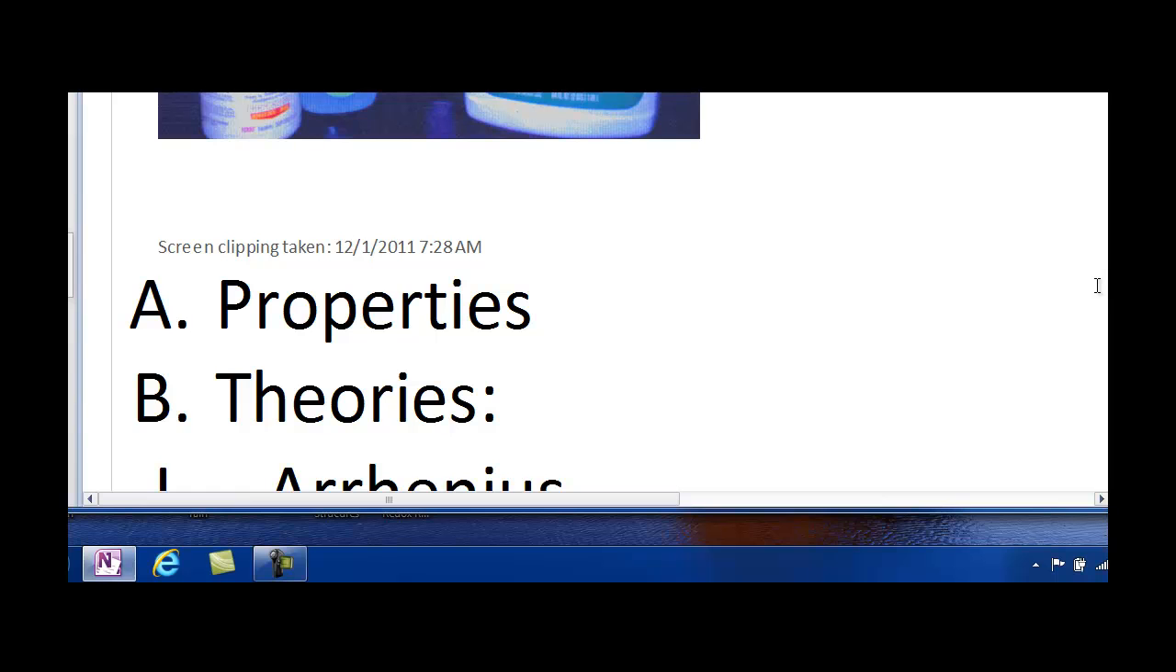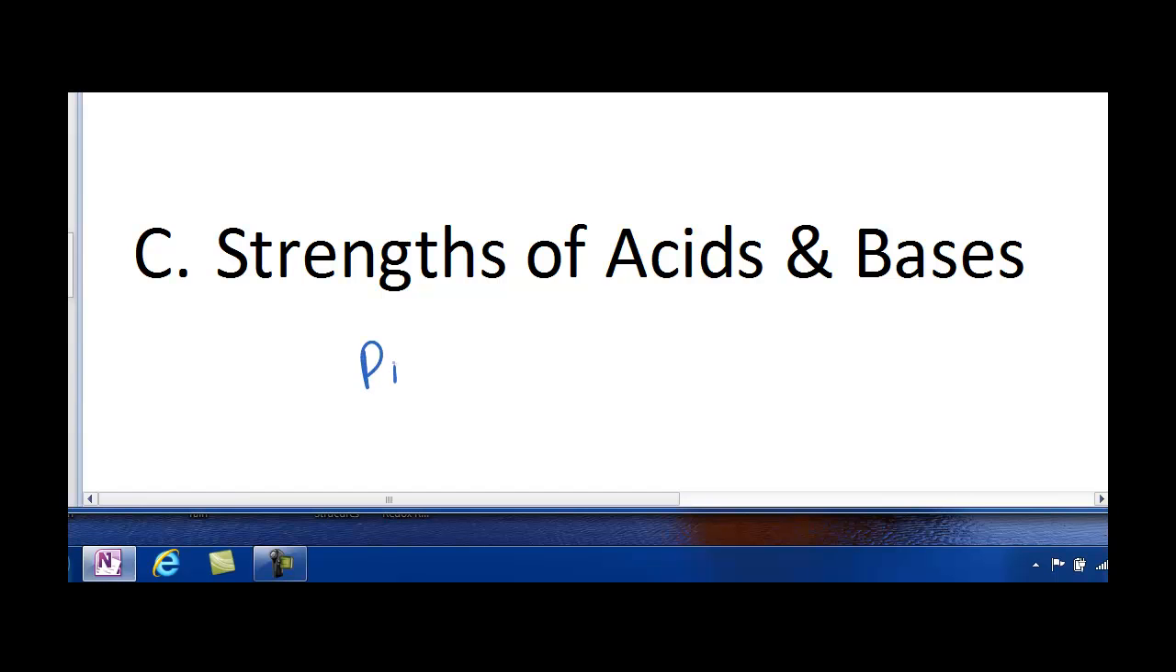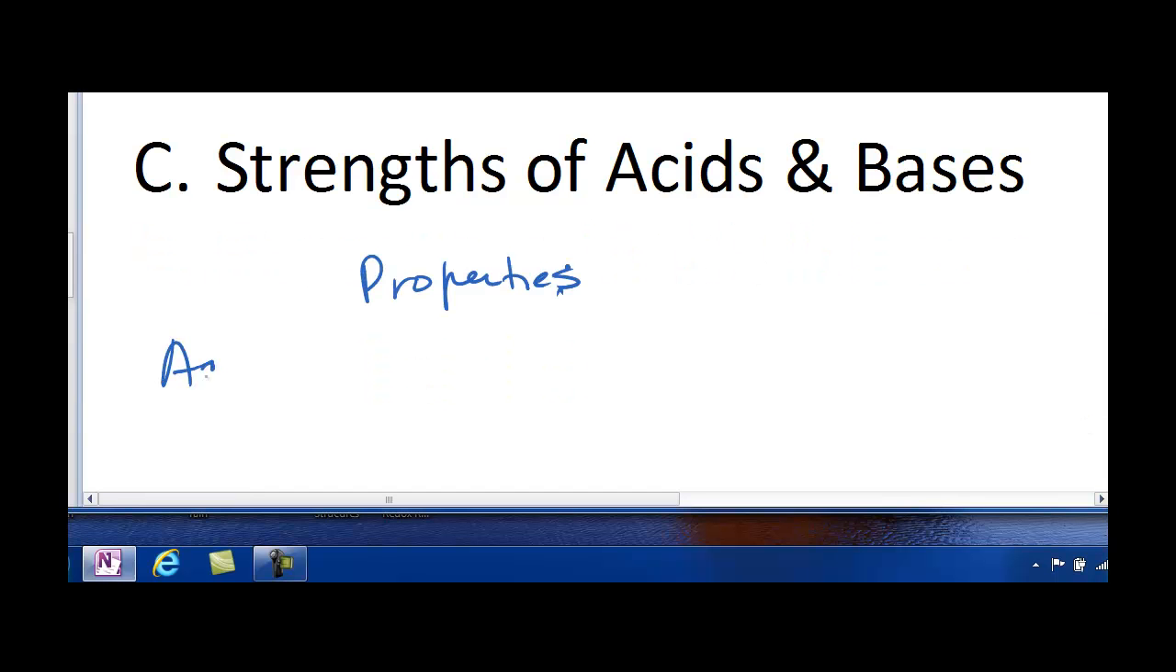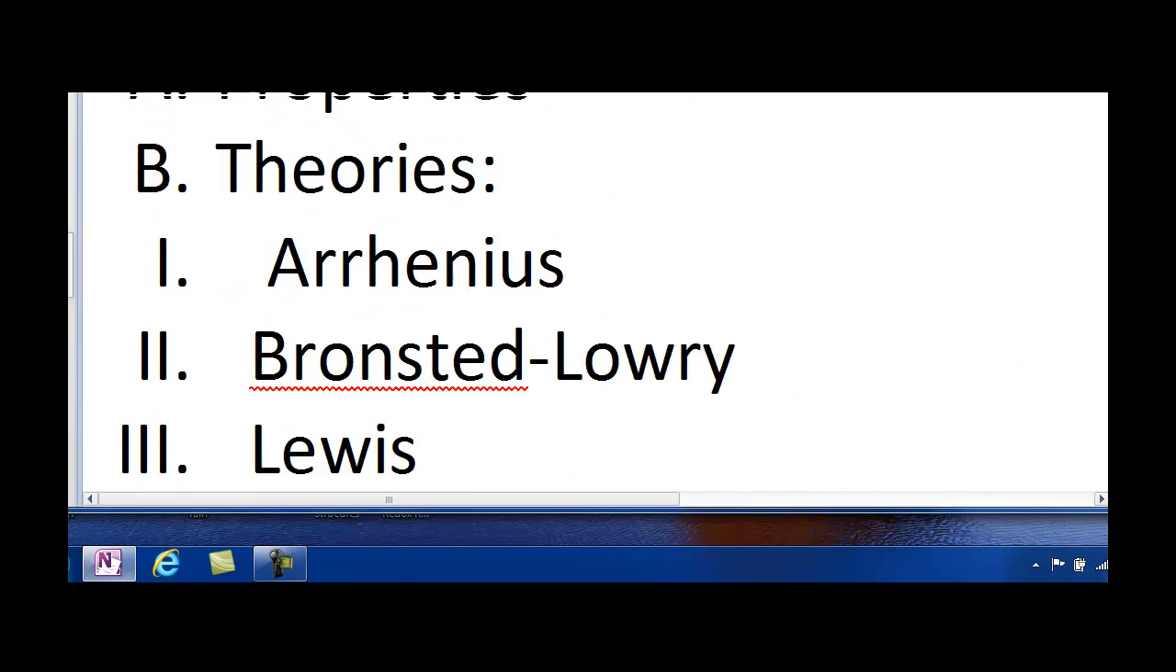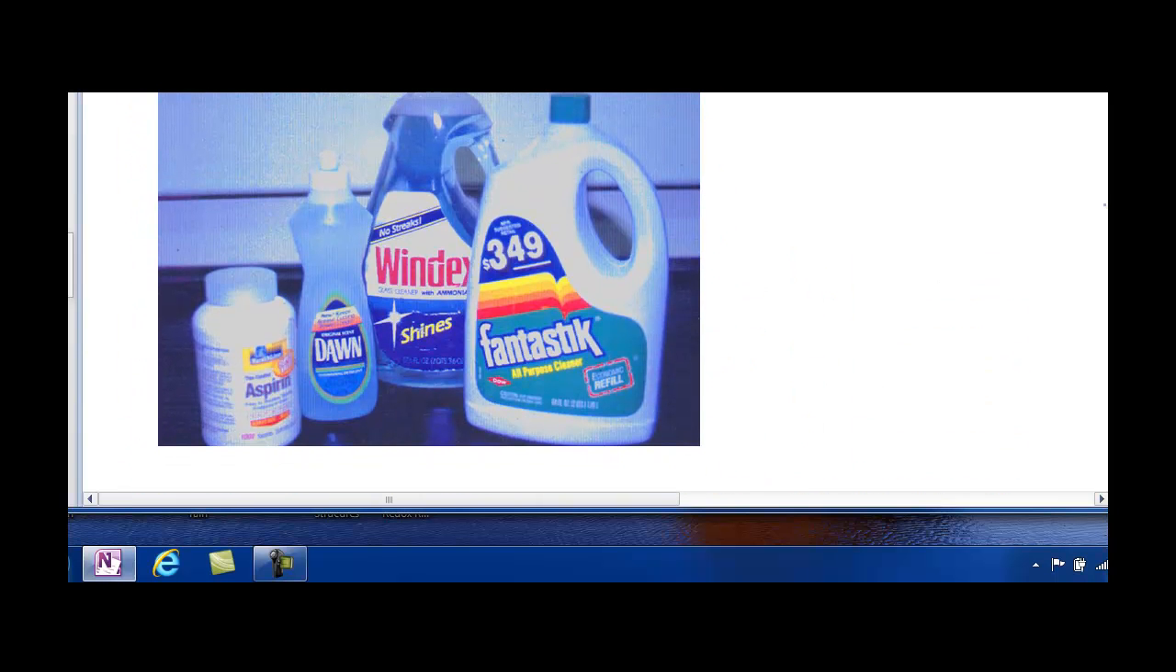What do you think? Acids are what? They have a sour taste, yes. What else? Acids, what are they? Properties? They're dangerous. I have in here some pictures of acids and bases. Is aspirin dangerous? Is Windex dangerous? Is detergent dangerous? Is Fantastic dangerous? These are part of your everyday life.